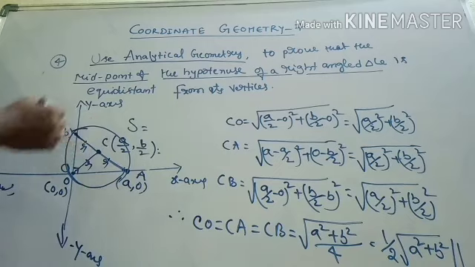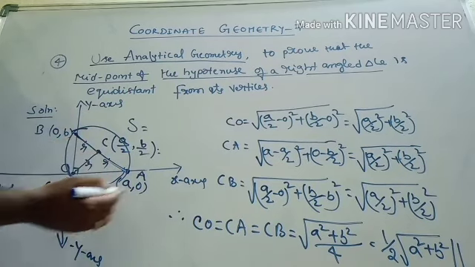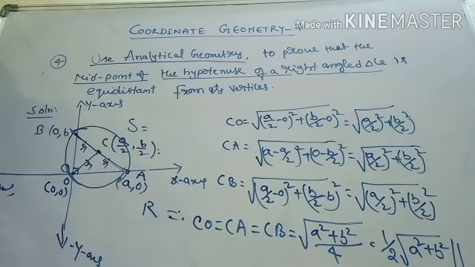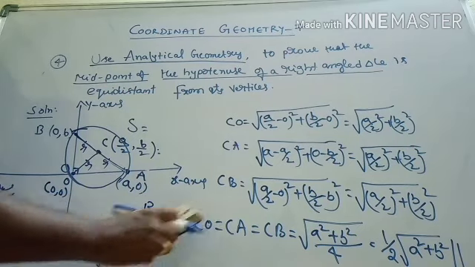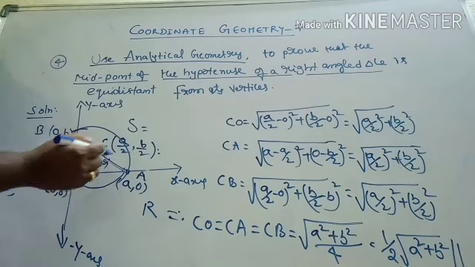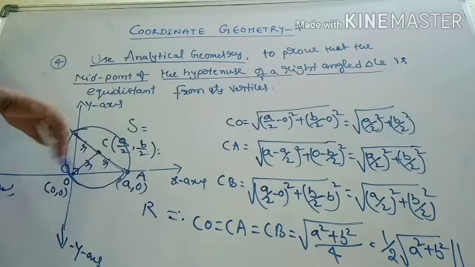Now this is a circumcircle with the center as C, and the circumradius is this. The circumradius you denote by capital R, of course. R is equal to CO equal to CA equal to CB. This is the circumradius, this is the circumcenter. You can draw one circle nicely which passes through three vertices of the triangle.